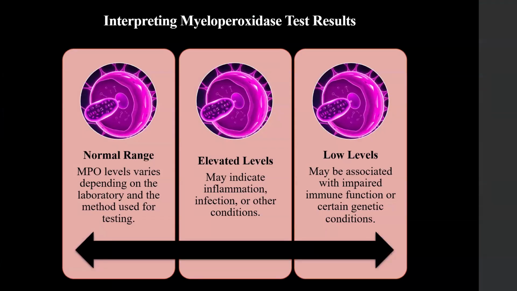Interpretation of a test result of myeloperoxidase. The normal range of myeloperoxidase may vary depending on the laboratory and the method used for the testing. An elevated level of myeloperoxidase may indicate inflammation, infection, and other conditions. A low level of myeloperoxidase may be associated with impaired immune function or certain genetic conditions.